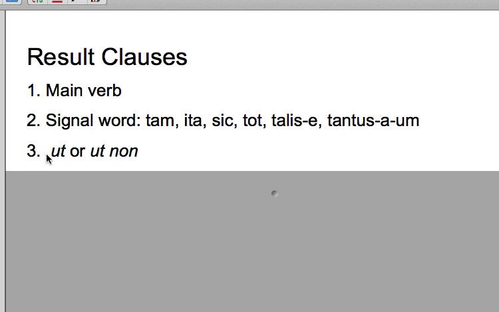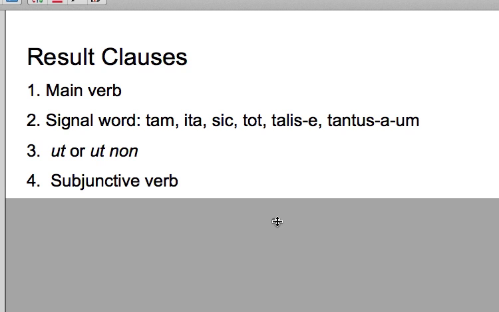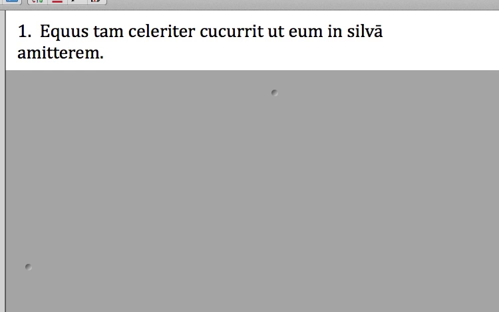After that, you're going to have an ut or an ut non. Notice ne is not technically an option for these. It's ut or ut non. And then, I bet you all can guess what's coming next. We've seen it a lot lately. A subjunctive verb. So main clause, signal word, ut or ut non, subjunctive verb. Let's see this in action. Here is our first example.